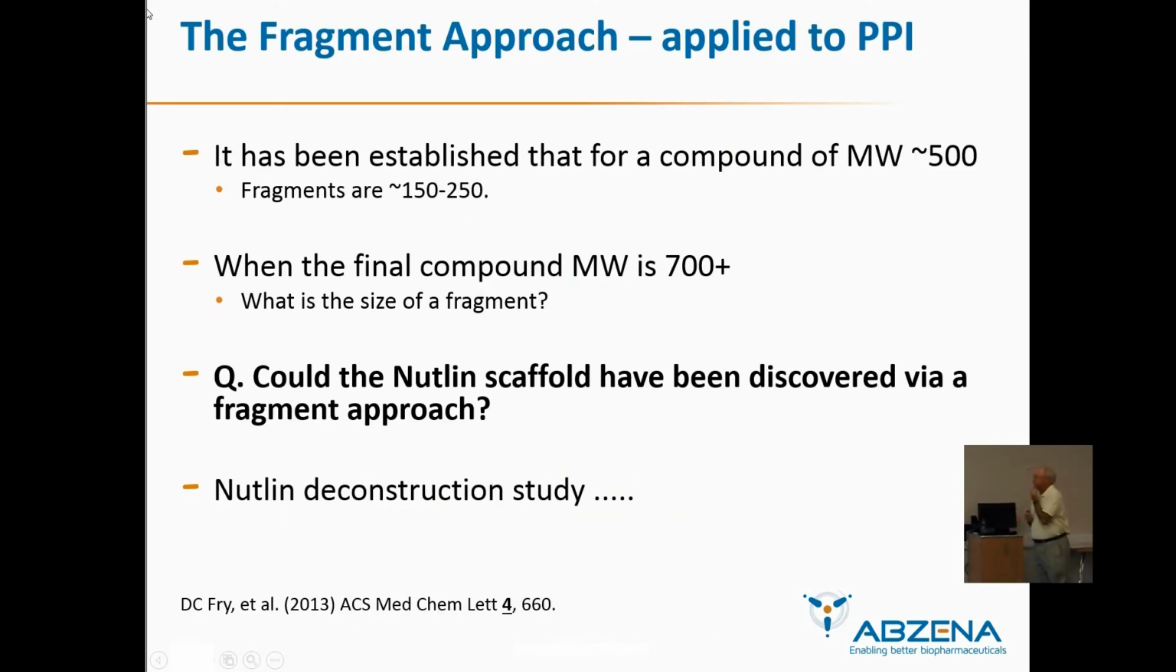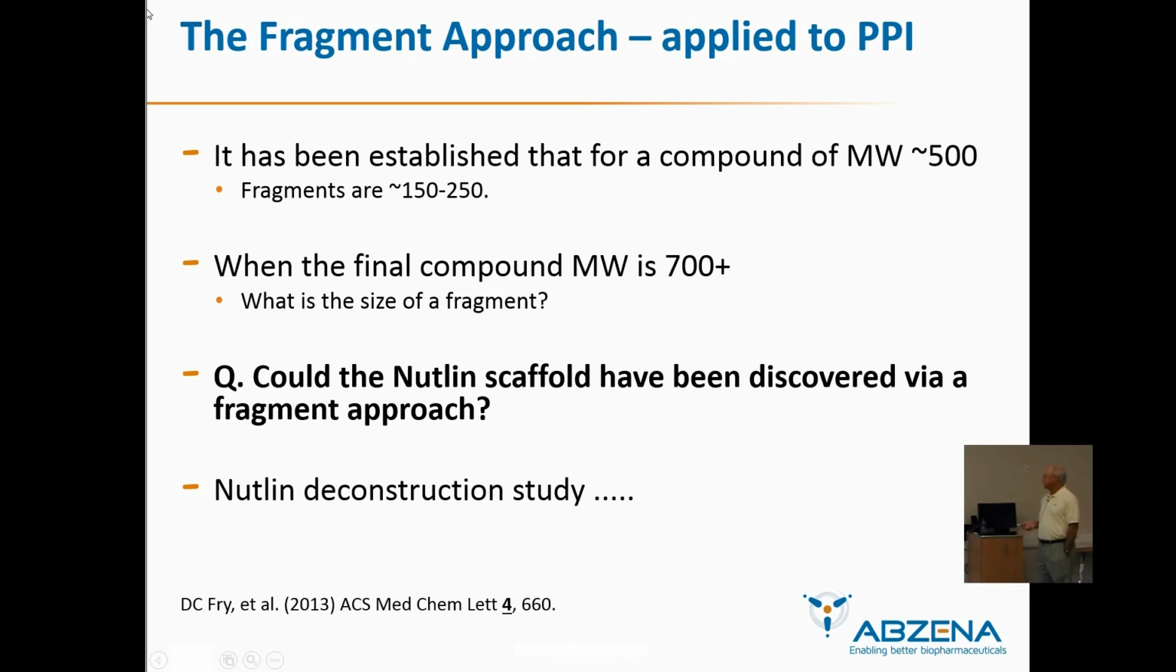So now I do want to say something about the fragment approach, which is an approach that's becoming more and more popular now. People have done this long enough so that they've pretty much established that for a typical drug, where the molecular weight's usually about 500 or so, a good fragment size is about 150 to 250. So this is a good way of exploring compound space in fragment mode and then eventually getting to something drug-like. But for these PPI inhibitors, where the final molecular weight could be 700 or even higher, is this a good size, or what is a good size for a fragment that would lead to this kind of drug?